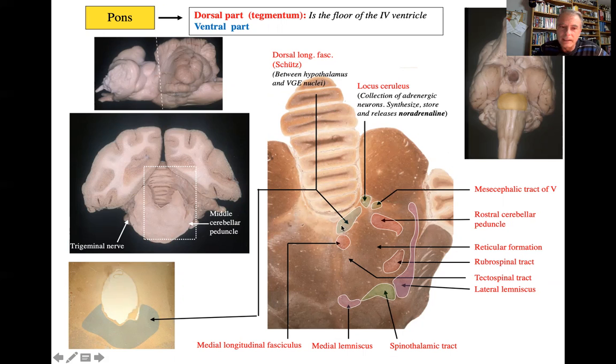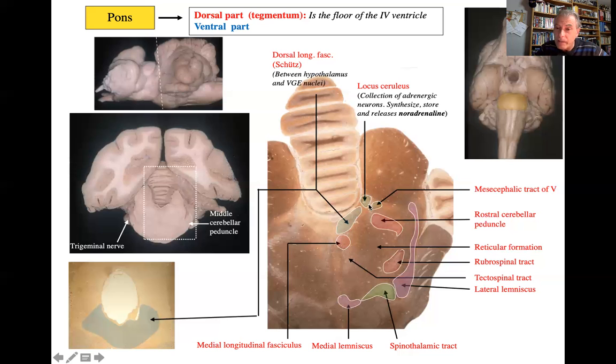And here, again, this area is the continuation of the one that was located ventral to the mesencephalic aqueduct, that is the dorsal longitudinal fasciculus, also named Schütz fascicle, okay? That runs between hypothalamic nuclei and general visceral efferent nuclei of the brainstem, okay? So it's very close to this, related with the hypothalamus. And ventral to it, the medial longitudinal fasciculus that we have talked about previously.